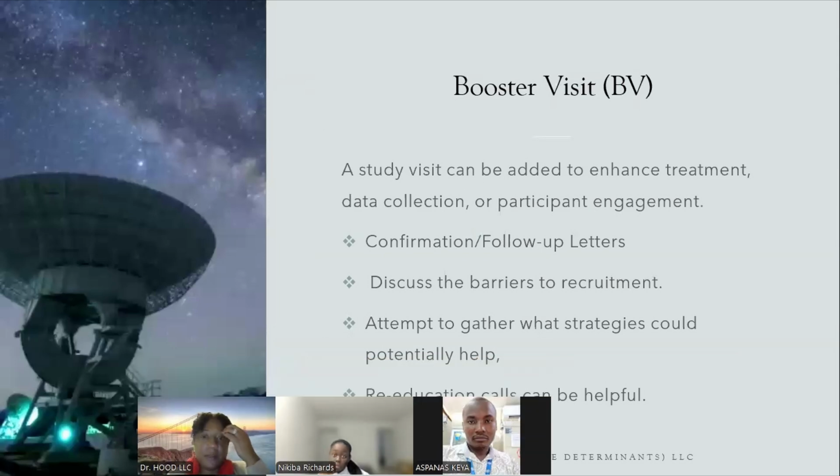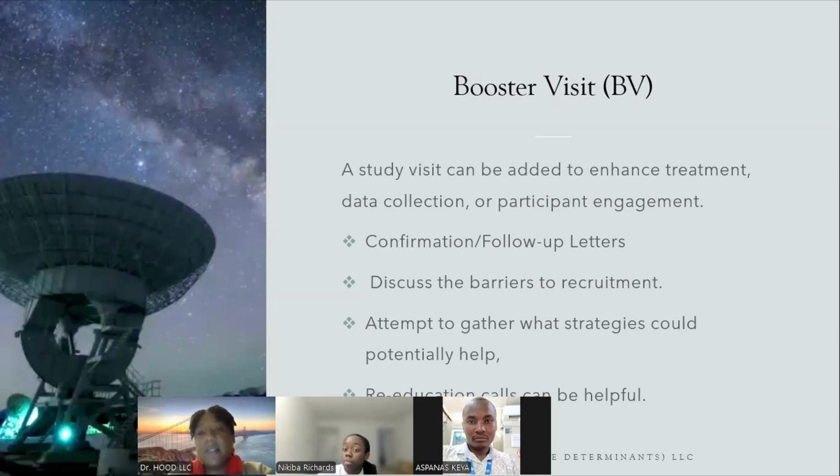Booster visit. A booster visit is usually done when we're having some issues at the site. We can have low enrollment, when they completed their feasibility questionnaire, they told us they can give us 20. They haven't been able to even screen one. So we need to do a phone remote visit to figure out what's going on.